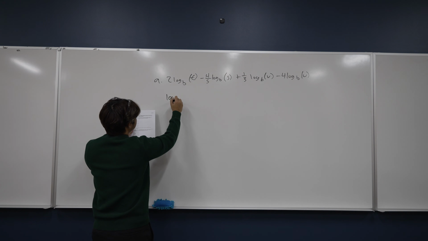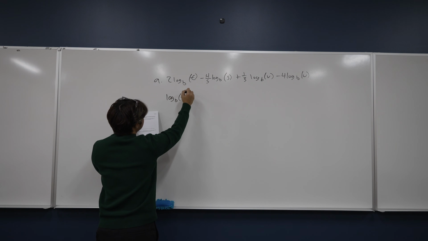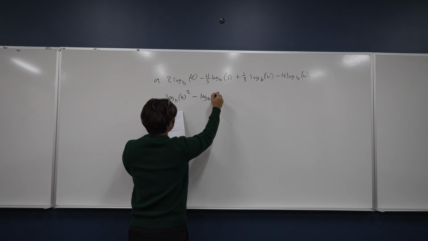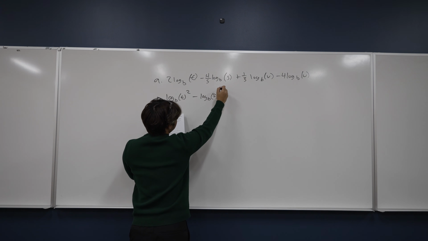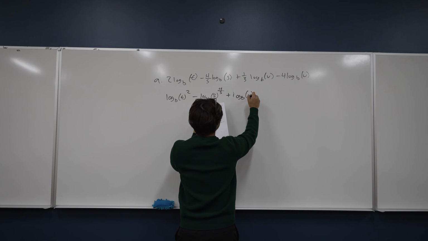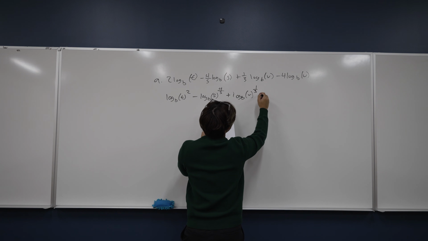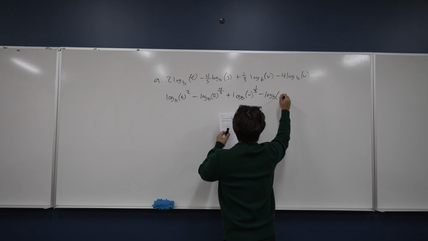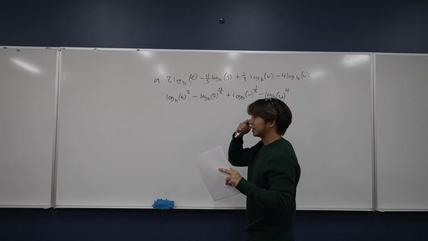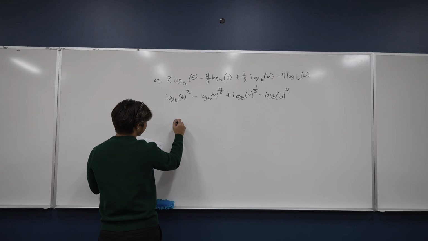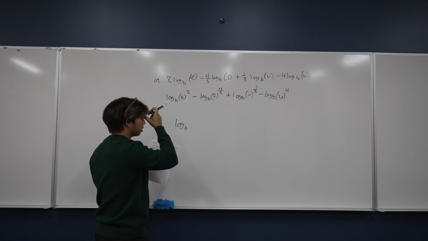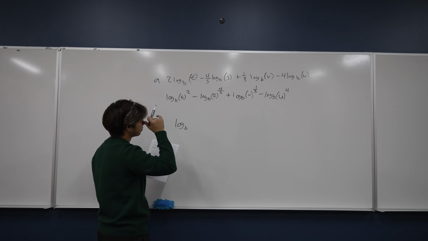So we have log base b of t to the power of 2. We have log base b of s to the power of 4/5, plus log base b of v to the power of 1/3, minus log base b of u to the power of 4. Okay, now let's write out that one log, so log base b of, and find out what goes where, like where on top and where on bottom.